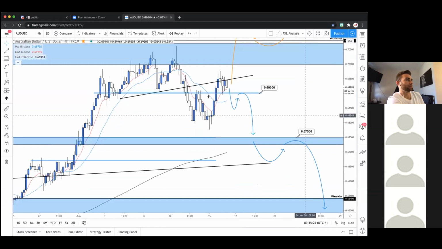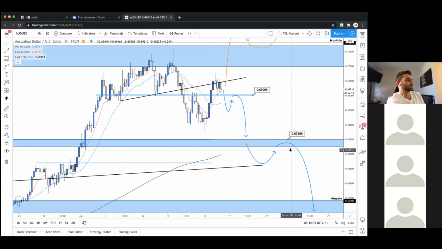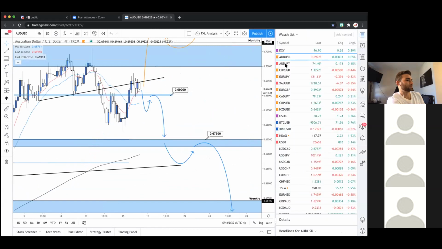The blue arrow is definitely the preferred trade path, based on just how DXY is moving, based on the overall technicals of this pair. This is definitely the preferred trade path. Okay, so that's AU. Let's keep going here.